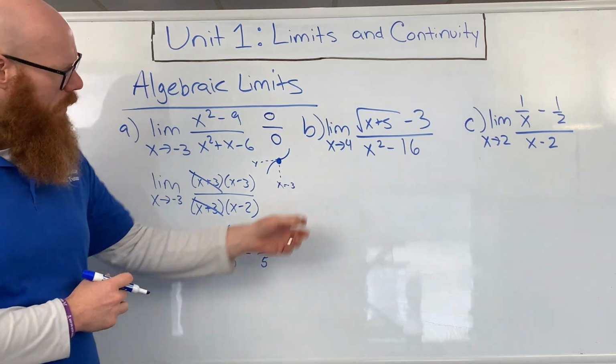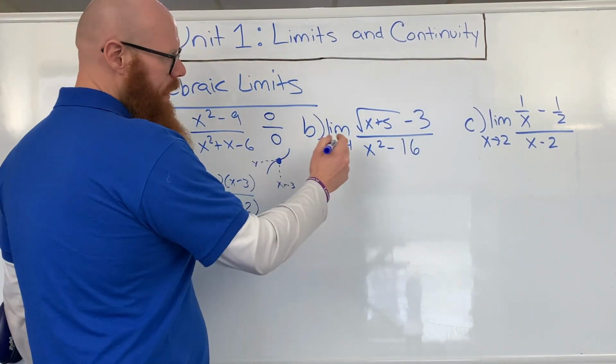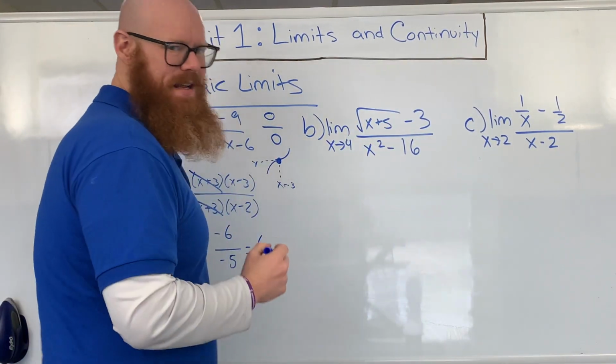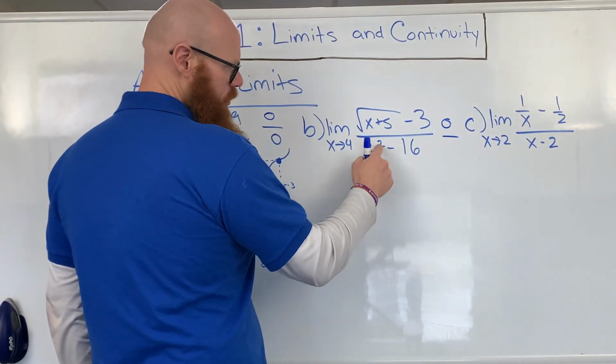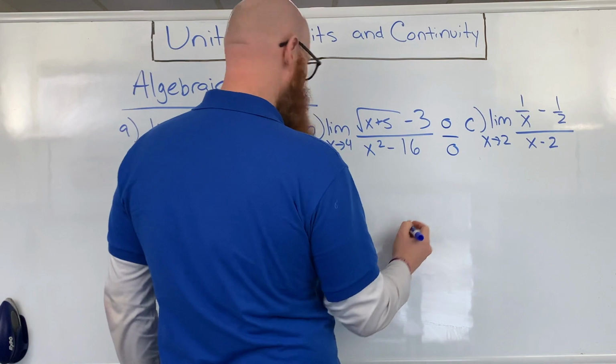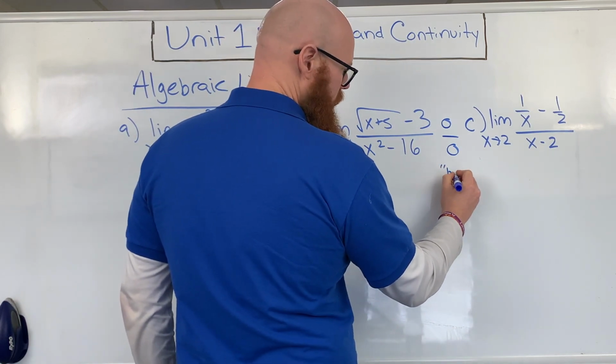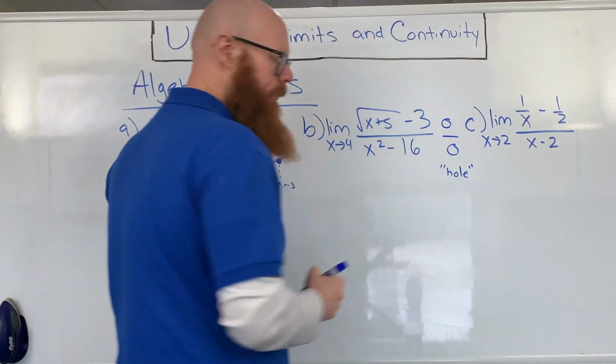All right. And the next one, same thing. Plug in 4. 4 plus 5 is 9. Root 9 is 3. 3 minus 3 is 0. And 4 squared minus 16 is also 0. So we've also got another example here where we have a hole.